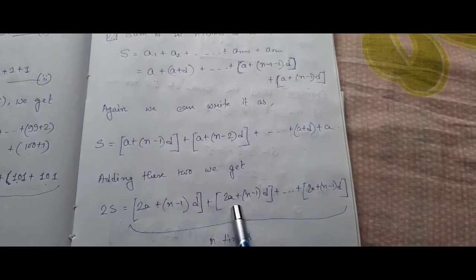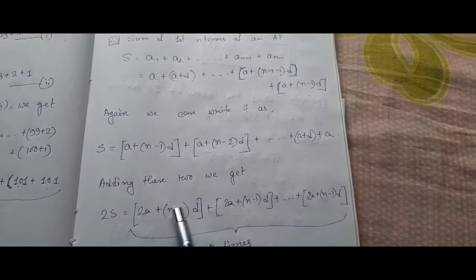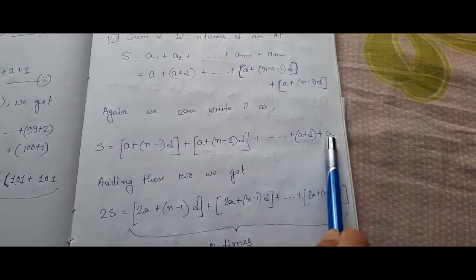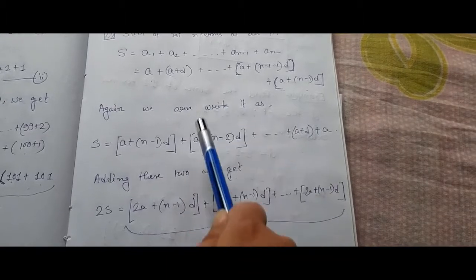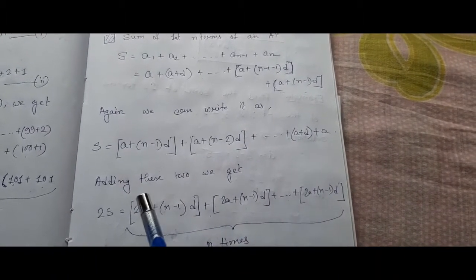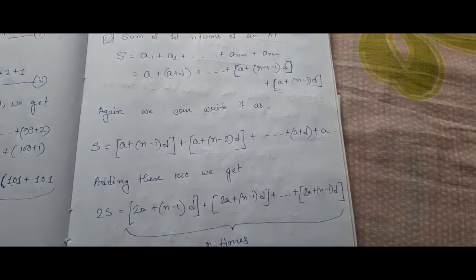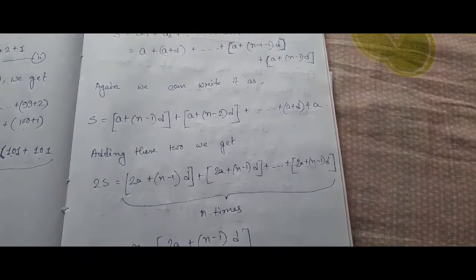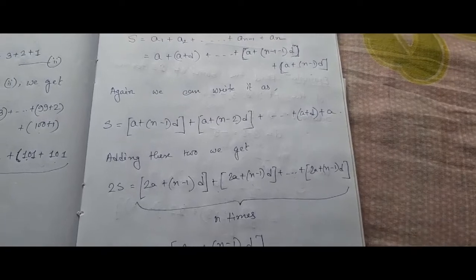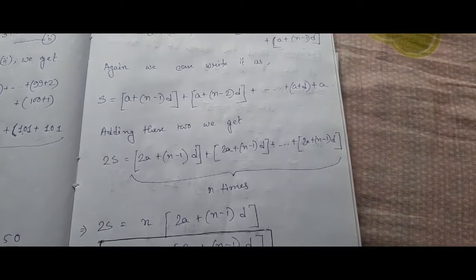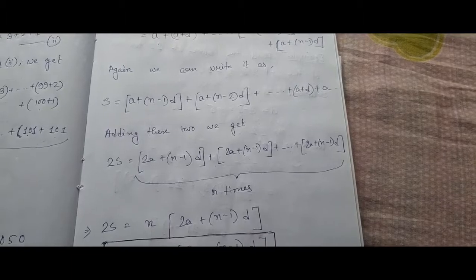Now how many 2a plus n minus 1 into d are here? Here there were n terms, here also n terms. So if you add these two expressions, in the addition there will be n terms. Okay, so the repetition of the same expression is n times. So the sum value will be 2S is equal to n into 2a plus n minus 1 into d, that is S is equal to n by 2 into 2a plus n minus 1 into d.